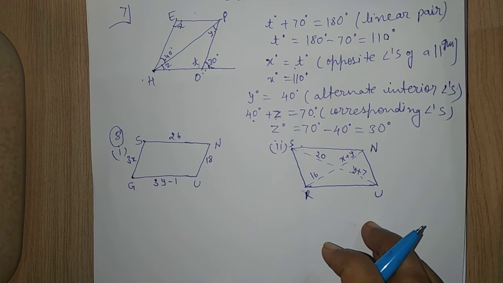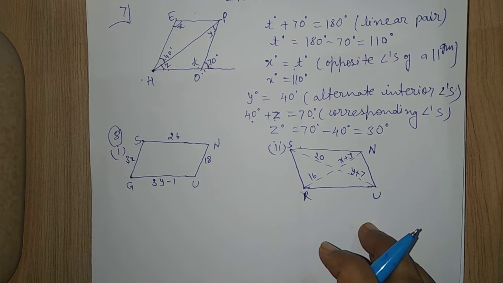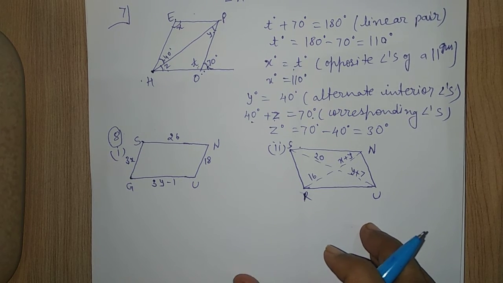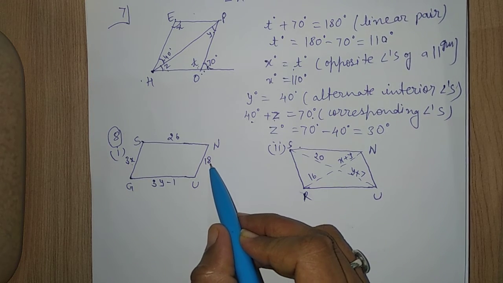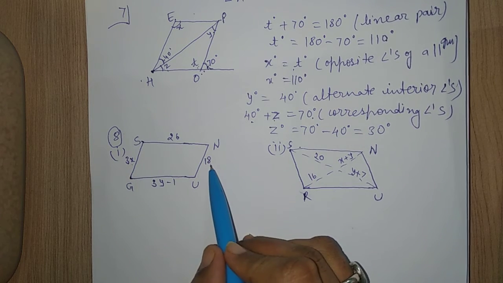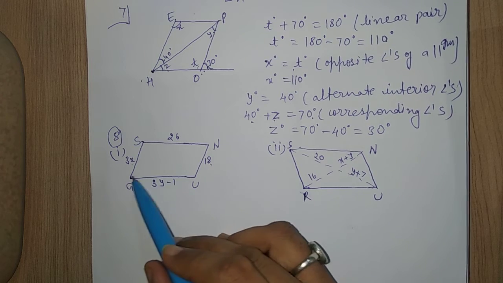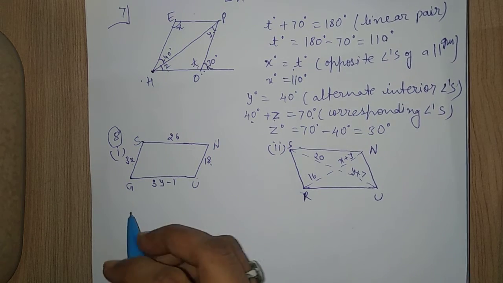Question number 8. The following figures, GUNS and RUNS, are parallelograms. Find x and y. Lengths are in centimeter. So in first part, 3x is equal to 18 centimeter, because in a parallelogram opposite sides are equal.